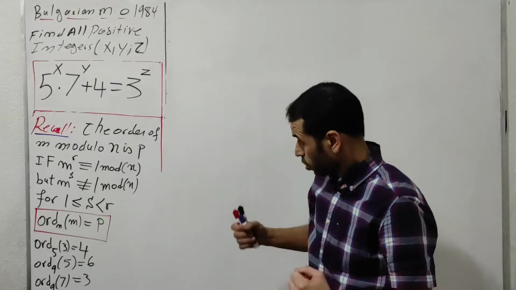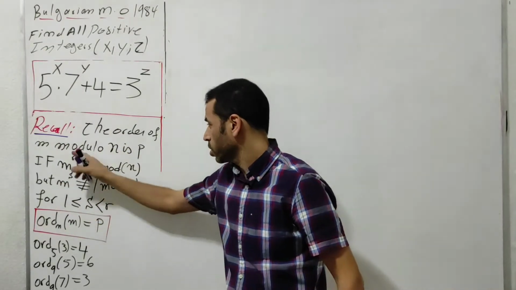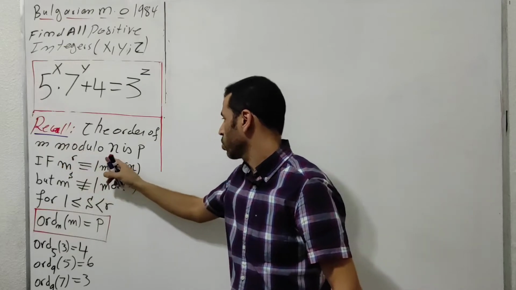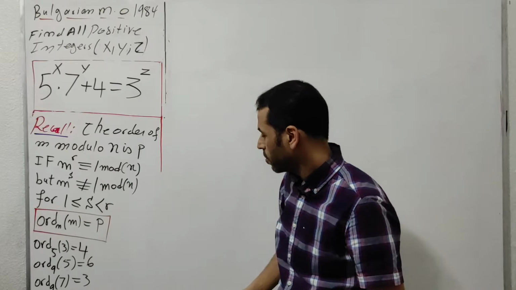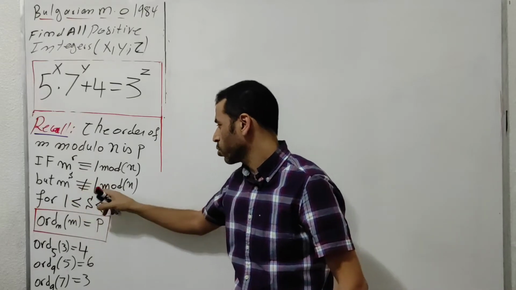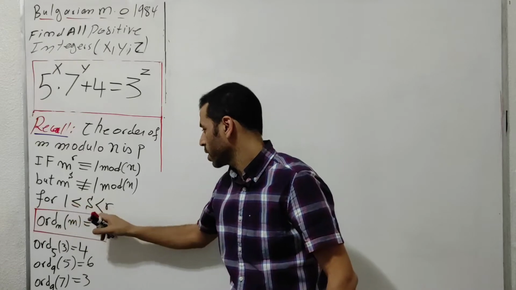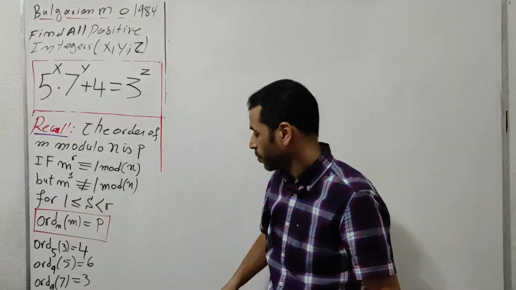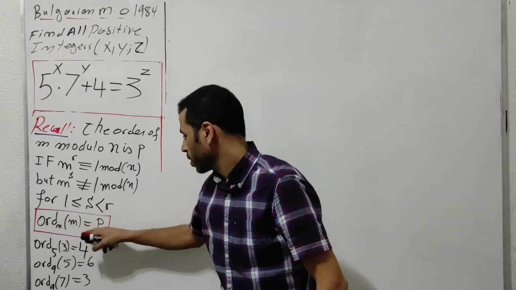Okay, so the second hint, we are going to use the order notion as we have it in the recall here. So the order of m modulo n is r if m to the r is congruent to 1 mod n, but m to the s is not congruent to 1 mod n, for 1 less than or equal to s, s strictly less than r. Here is the short term, order of m modulo n equal to r.